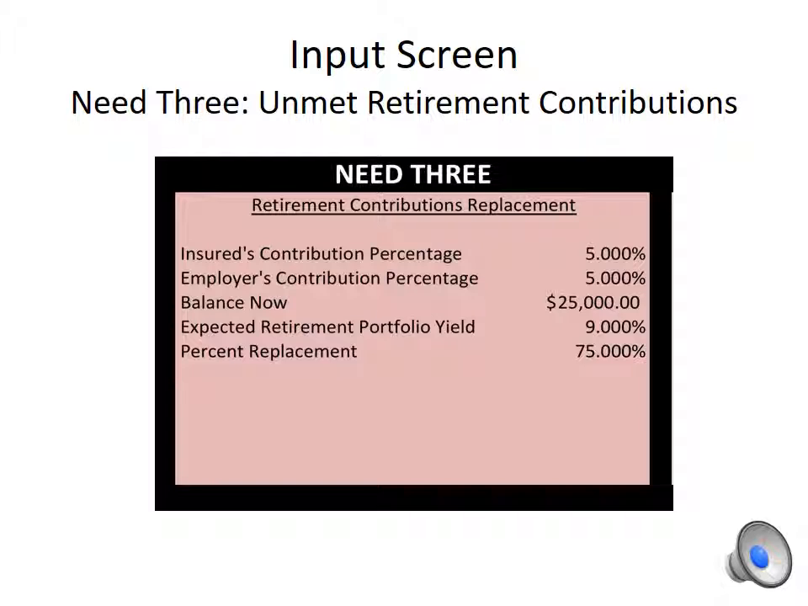Need 3 is retirement contributions replacement. First of all, we are assuming the insured is on track for retirement. If this is not the case, that should be addressed first. Second, we are assuming the spouse is relying on the insured's retirement plan too. If this is not the case, you can input all zeros on this screen.